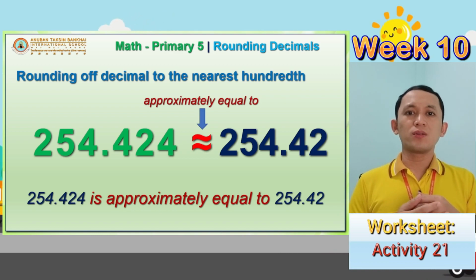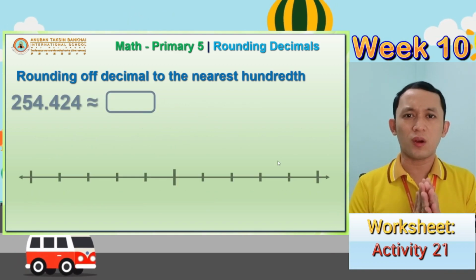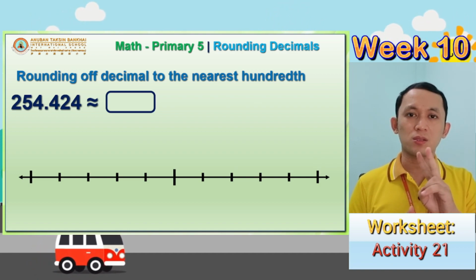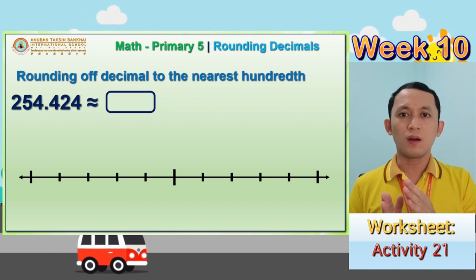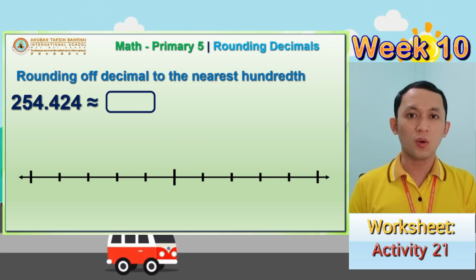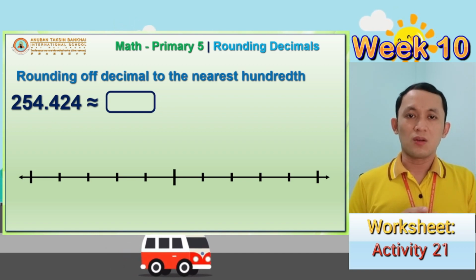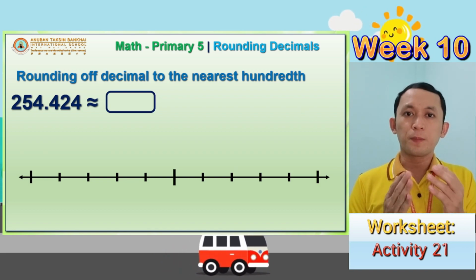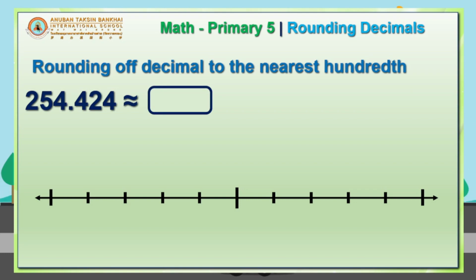Now, let's go now to the number line. I know that you are familiar with this one already. It's the same with our past two discussions, rounding off decimals to the nearest whole number and to the nearest tenths. So this is still the same. Let us use now the number line to prove that 254.424 is indeed approximately equal to 254.42.